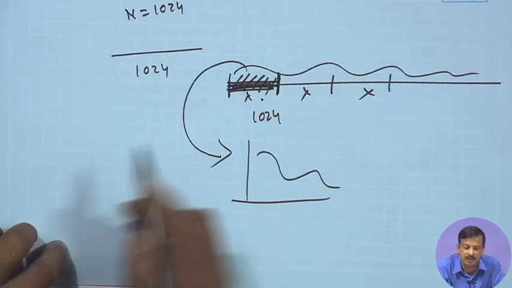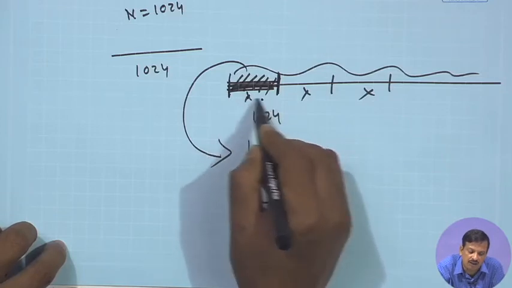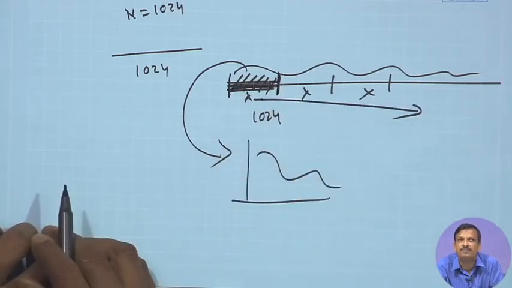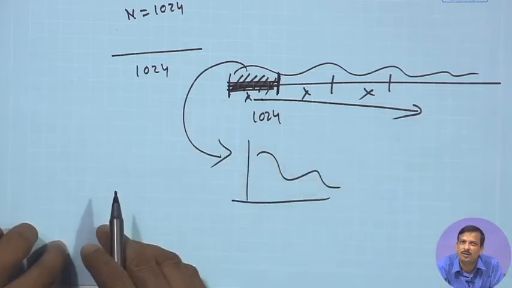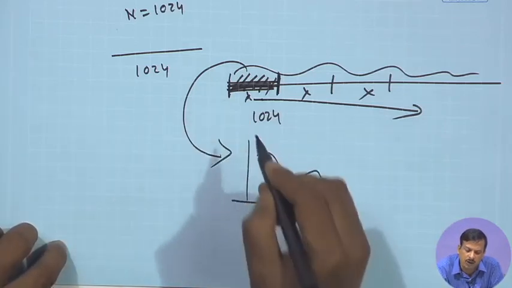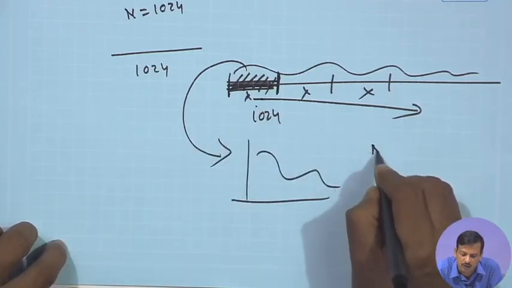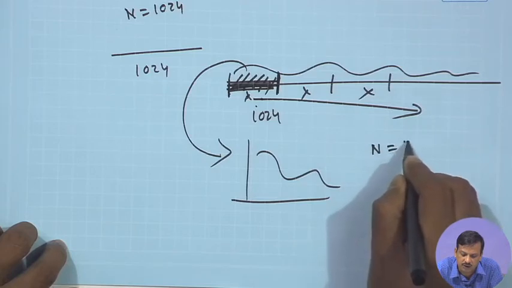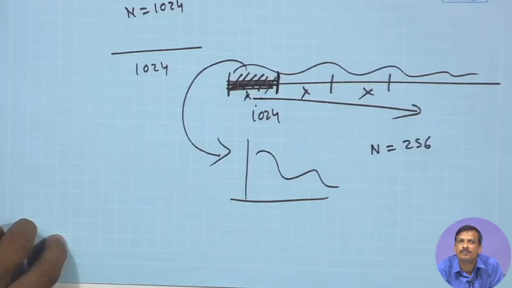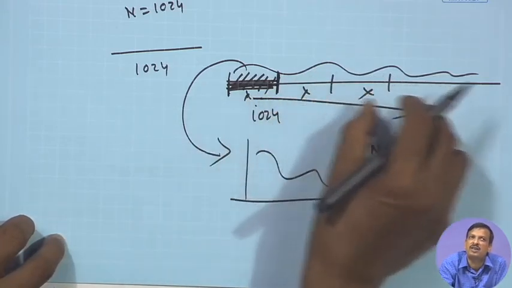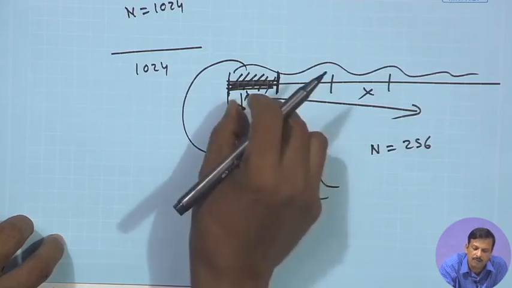So, what am I losing? I am losing the time domain resolution of the signal. Now, if I want to increase the time domain resolution, instead of n equal to 1024, let us take n equal to 256. Then my time domain resolution increases, because my window size is much smaller. So, I can get a better time resolution.